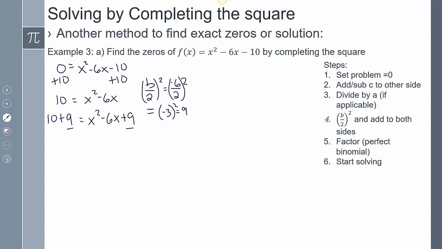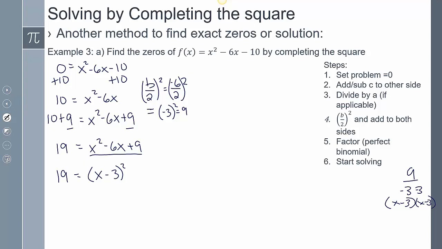Now the reason why I do that is because this portion here will factor, and it will always factor into a perfect binomial. If I wanted to do that off to the side here, I could do a times c, I get 9, and then 3 and 3, that gives me the negative 6. They're both negative, and so I get x minus 3, x minus 3, and so that's going to become x minus 3 squared since I have two of them. So that's just something to be aware of, is that they will always factor. That's why I want to complete the square.